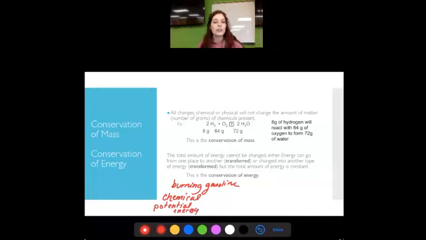And when you undergo that chemical reaction, you're just turning that chemical potential energy into heat and light. Okay? So you're not creating energy, you're just taking it from one form to another. And that's the conservation of energy. You always have the same amount of energy before and after a chemical reaction.